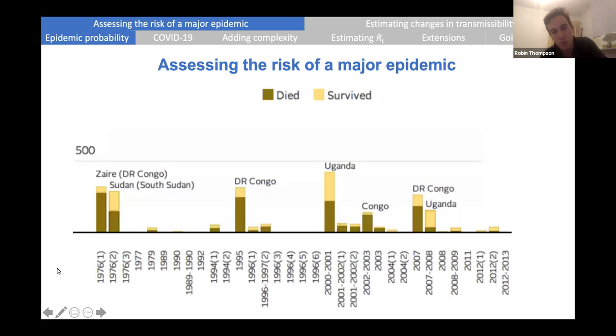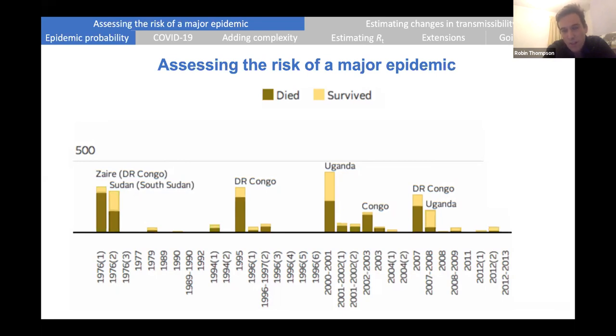And it's clear that either one of those two possibilities can happen. So this is the final size of historical Ebola outbreaks. Ebola survives in animal populations. It comes into humans every few years. So these are historical Ebola outbreaks up until the largest Ebola epidemic in history, the 2014-16 epidemic in West Africa.